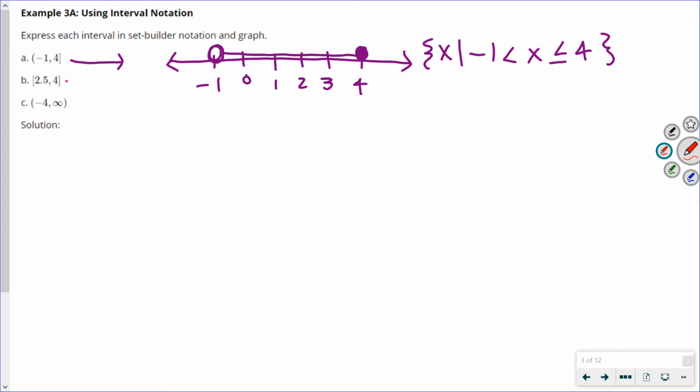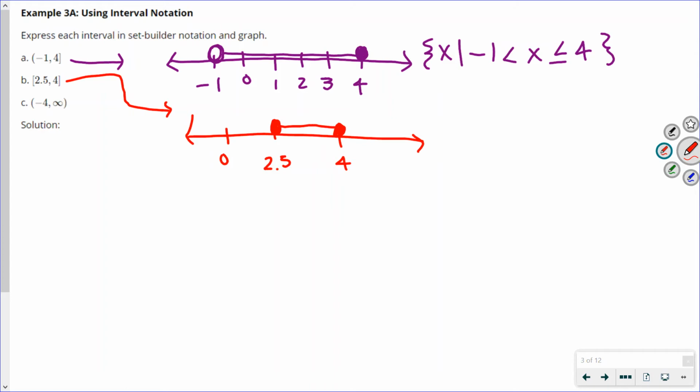Now let's try letter B. I'm going to move letter B down here. So letter B, again, we're going to make our number line, 2.5 to 4. So 0, and then I'm just going to write it like this, 2.5, and then 3, and then 4 is going to go here. So 2.5 and 4, they both have a hard square bracket, so I'm going to color in those dots. And then it's everything in between.